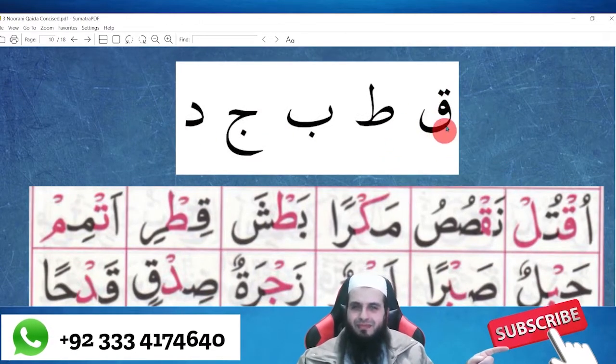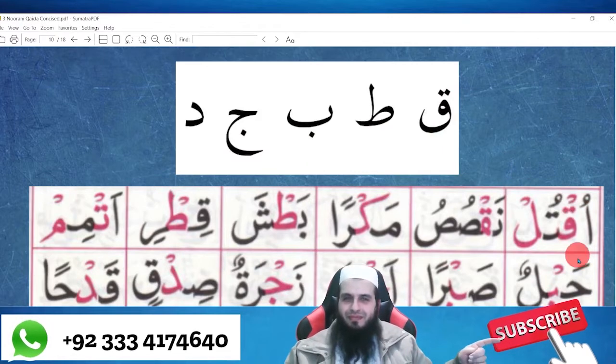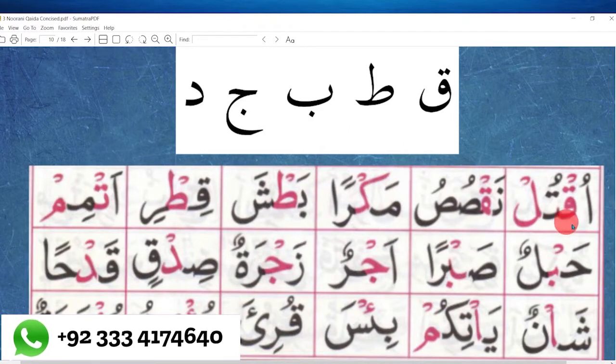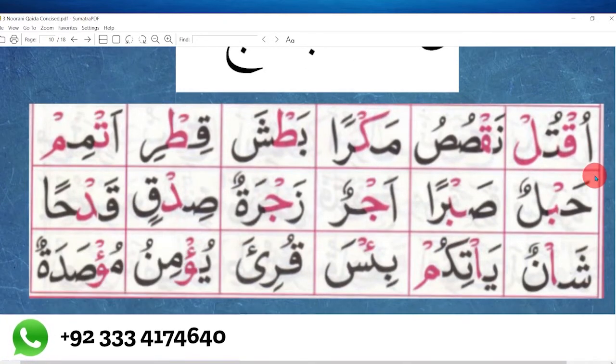Alright, these are the qalqala letters: qaf, ta, ba, jim, dal. If on one of these letters there is a jazm, we connect the previous letter with that letter, and on qalqala letters we apply the qalqala sound. Qalqala means the returning sound, the echo. So it will be hamza pesh, qaf, uq, ta pesh, lam tul, uqatul, naqasusu, makran.